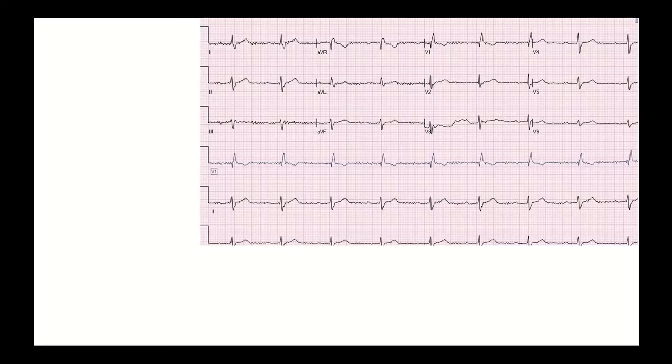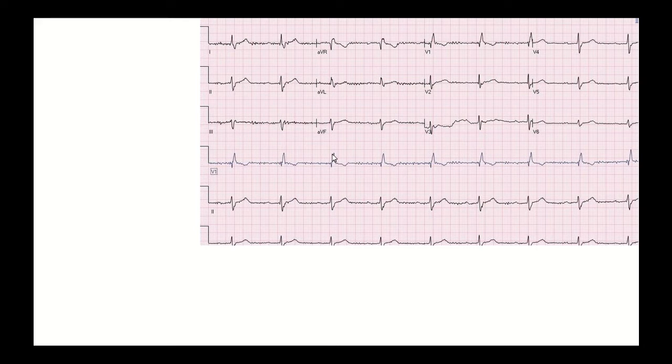This tracing can be a little tricky for some people because you've got these high frequency, low amplitude deflections going on here that kind of look like atrial fibrillation. One clue that this is probably not atrial fibrillation is that it's pretty regular. AFib can look regular when it's going fast, but when it's going slow, it tends to be irregular enough that you can see it pretty readily.